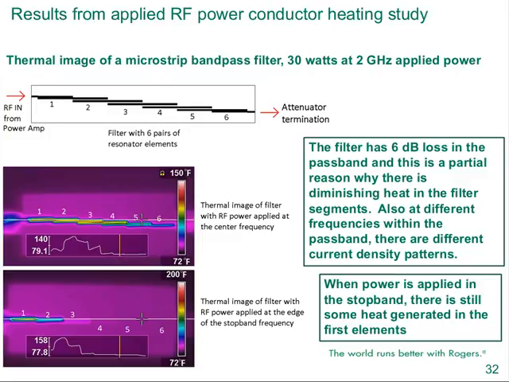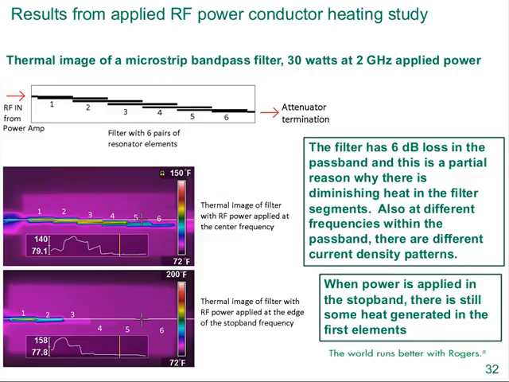And you can see the design. This is the top view of it. And this particular design was pretty lossy, mainly because I sprayed black paint all over it. And so the top image here is showing what the top thermal image is showing, what the bandpass filter looks like when 30 watts is applied in the center of the bandpass frequency. And you can see the different resonator elements lighting up with different temperatures.